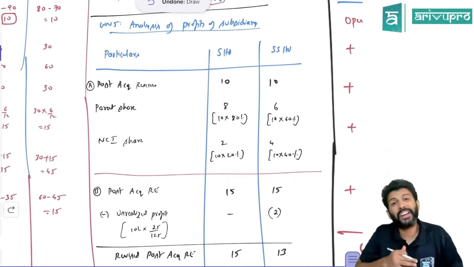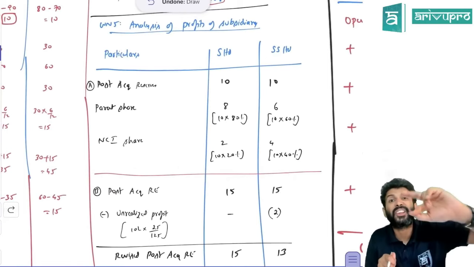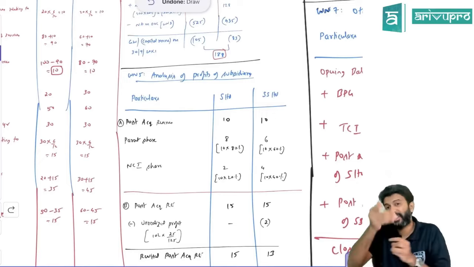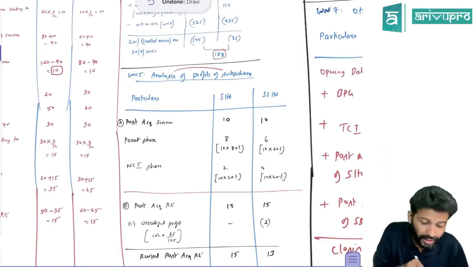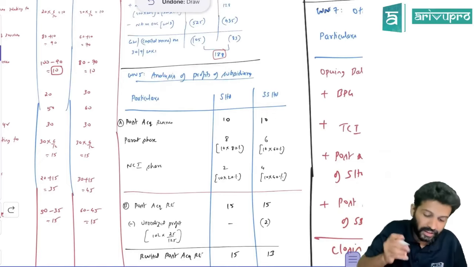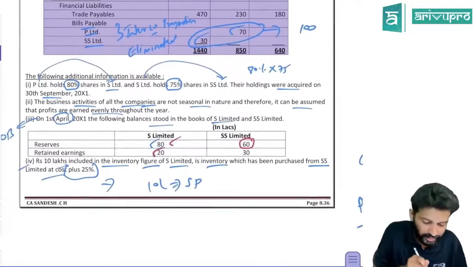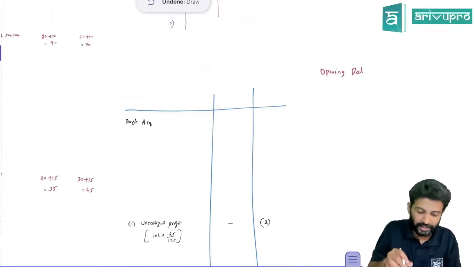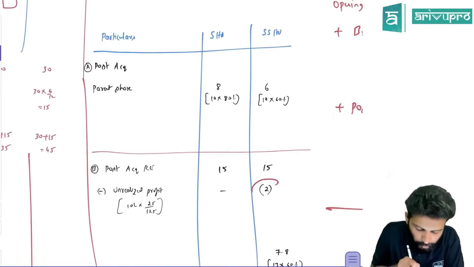But straight away, don't distribute this. Why? There is an unrealized profit made by SS Limited. And we already studied, if there is any unrealized profit, you have to reduce it from analysis of profits by a working note. And we have calculated that unrealized profit on inventory also. How much is that? Unrealized profit is 2 lakh. This you need to eliminate. Check, have they eliminated? Yes.